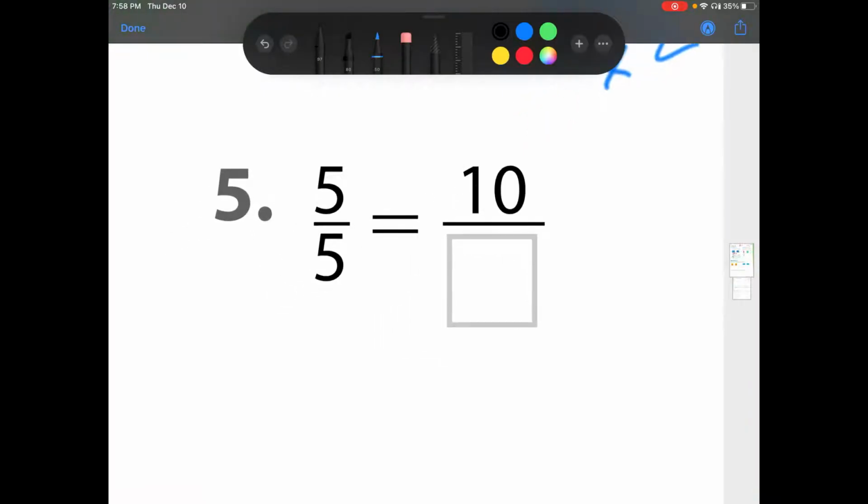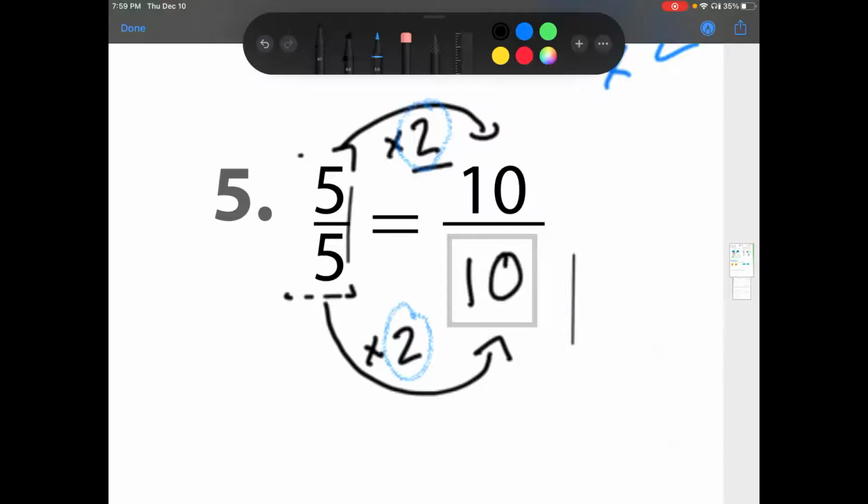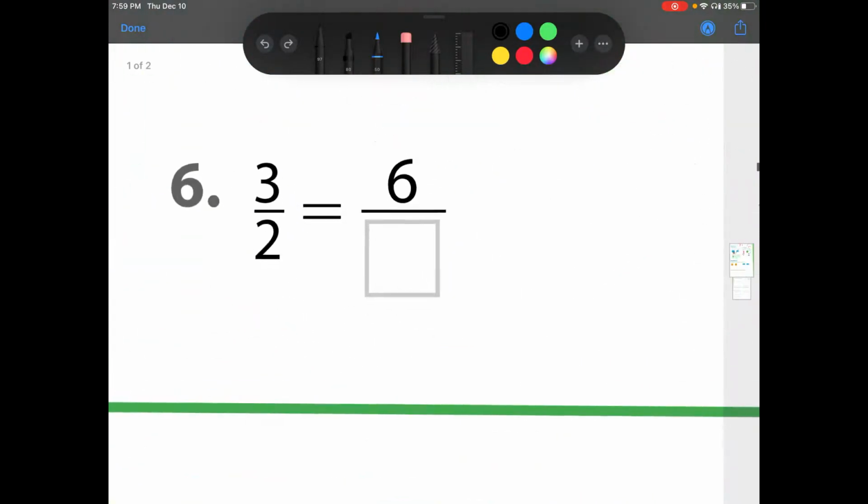So we have that same thing, whatever we do to the numerator, we have to do to the denominator. So how do I get from 5 to 10? Well, I multiplied by 2. So whatever I do to the top, I have to do to the bottom. So what number did I multiply the top by? I multiplied it by 2. So what do I have to multiply the bottom by? By 2. So 5 times 2 equals 10. And hey, 5 fifths equals 1 whole, 10 tenths equals 1 whole. And so I'm pretty sure that my answer is correct because 1 whole is the same as 1 whole.